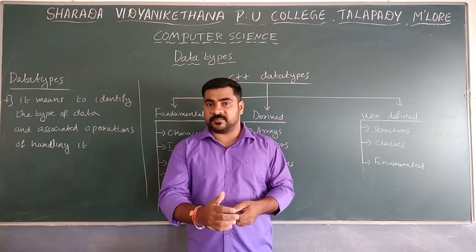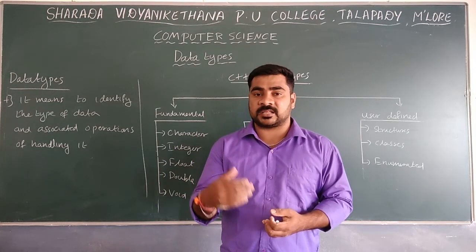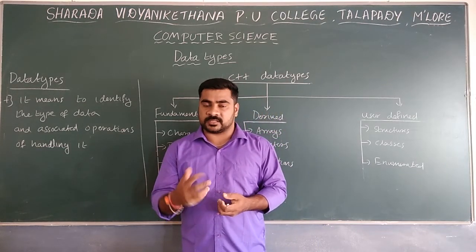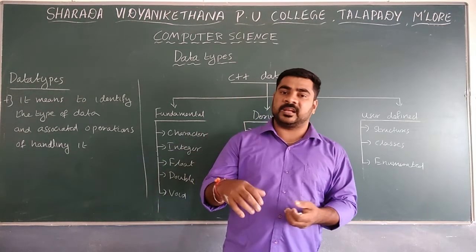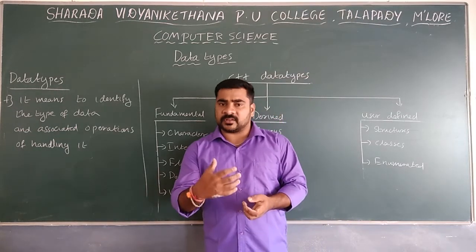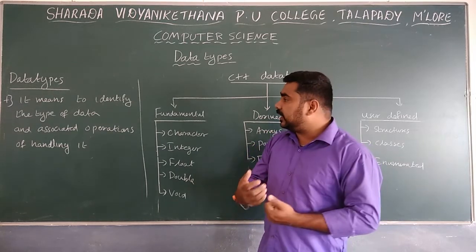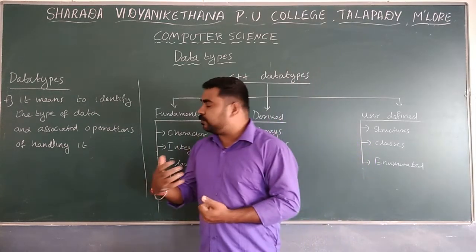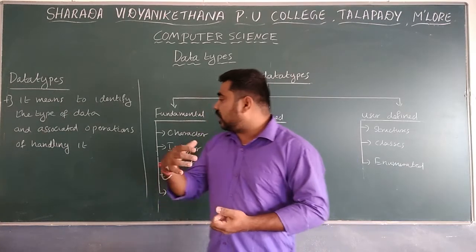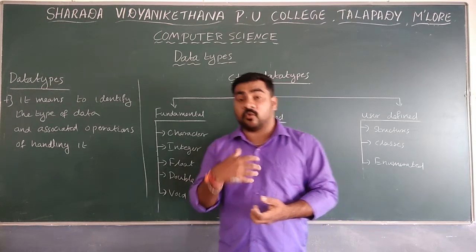So already we finished with the variables, and also one more thing, it is also possible to make the variable constant by using the keyword const. That possibility is there, that I am going to discuss later. So after that, we are just starting with the data type. So what is the data type? Data type means to identify the type of the data. It's mainly used to identify the type of the data and also associated operations. Whenever you are going to perform some operations, some associated operations will be there.